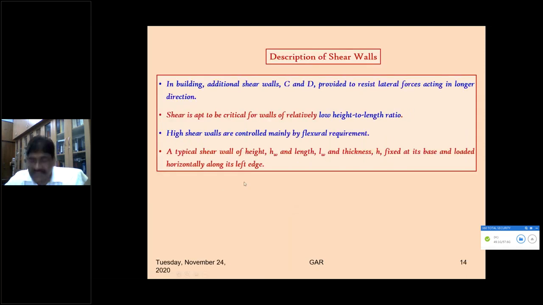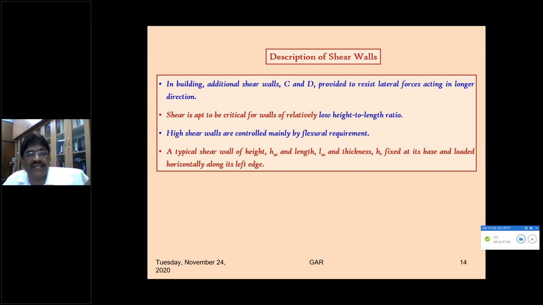So for understanding more, the shear walls are critical depending upon the height of the wall to the length of the wall ratio. It's called aspect ratio. Aspect ratio is the ratio of the height of the wall to the length of the wall. So typically, when high-rise shear walls are adopted, they will be subjected to very high bending moment, and reinforcement has to be designed for taking those forces.